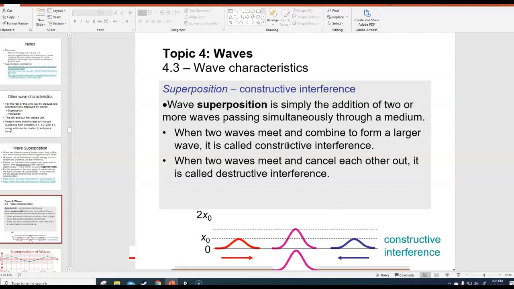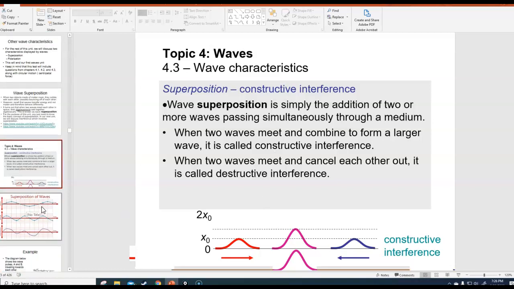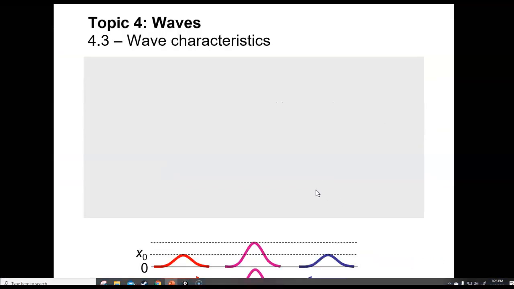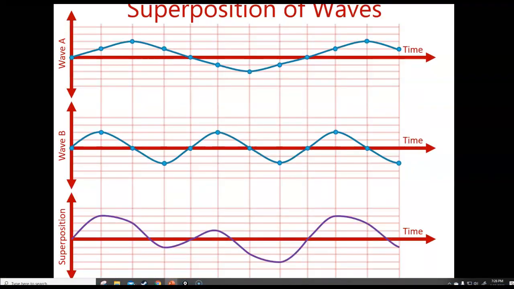Again, just the idea that waves add together algebraically, their displacements add together algebraically when they occupy the same point in space. Now, problems with superposition could have to do with interference, or they could just be general superposition problems. So let's take a look at some examples of what that might look like. Okay, if you're still unclear with the concept of superposition, here's the idea.